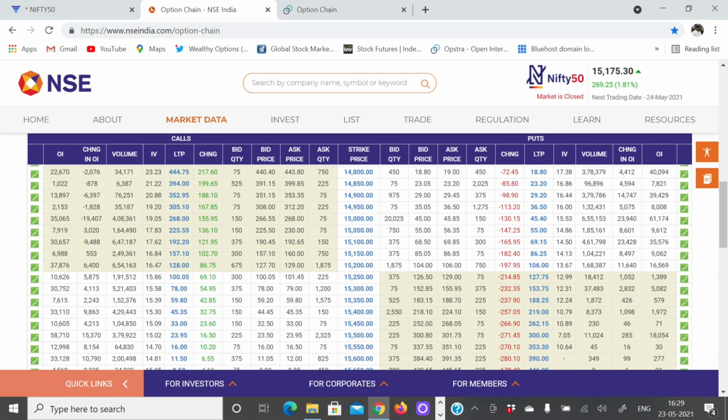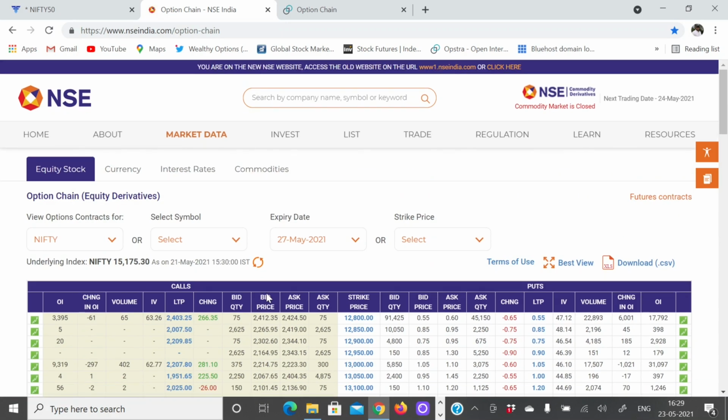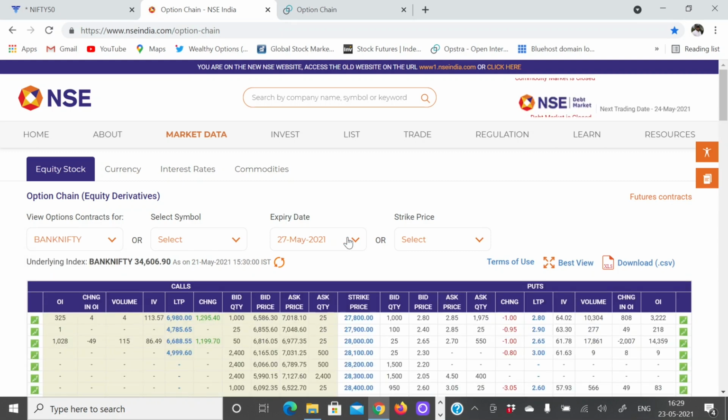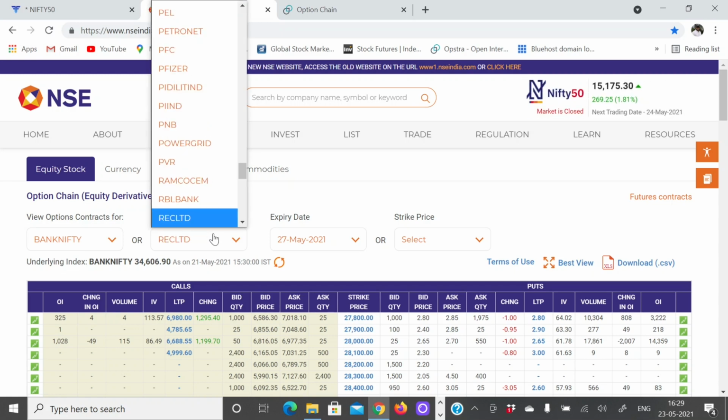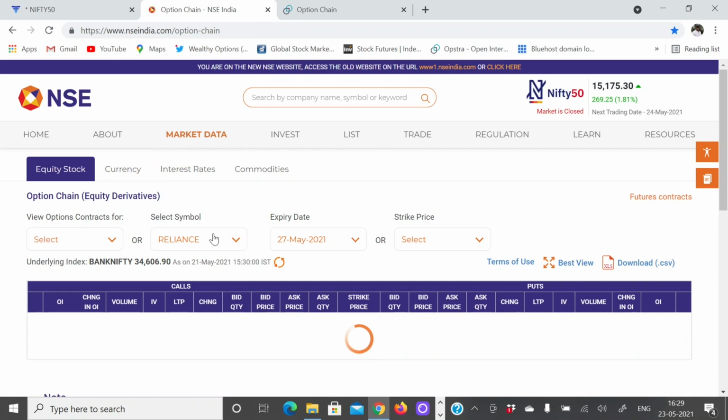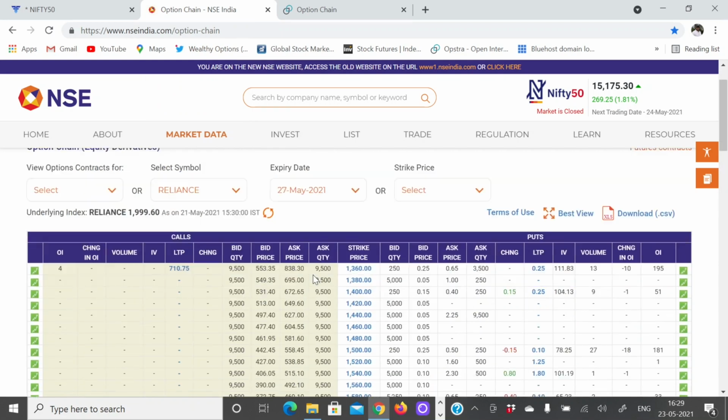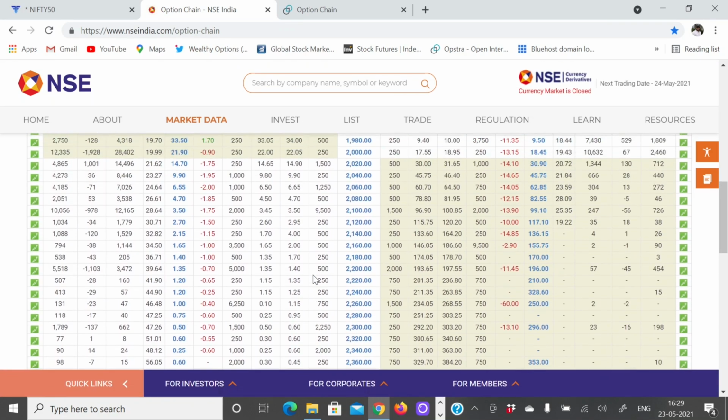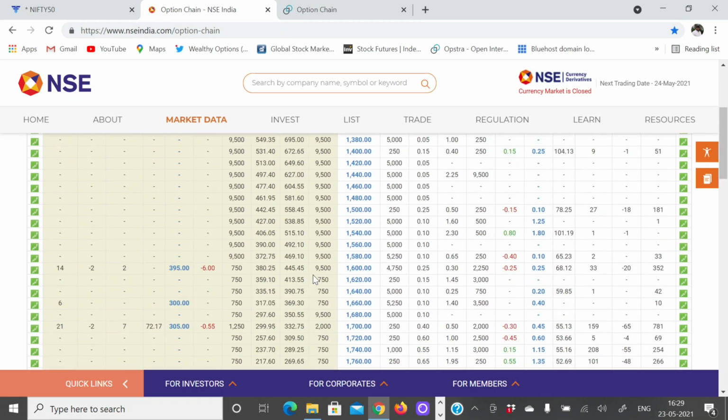So in the option chain, you can get all this data, right? All this data is for one given underlying and one expiration date. Now if you want to look at a different underlying, you can just choose the next index, whatever index you want. Or if you want to look at the option chain for any particular stock, you can just select it and go down and find out all the required information you need.